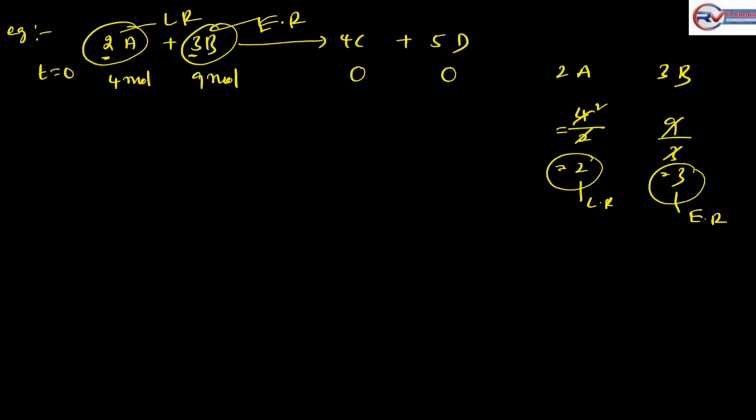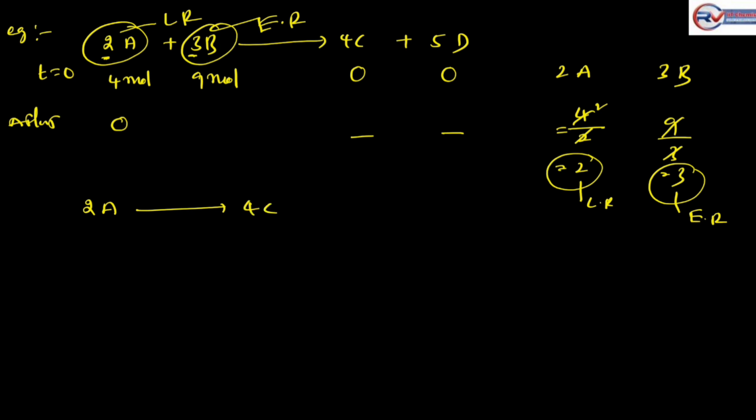The limiting reagent decides the number of products formed. After some time, A is completely consumed, meaning 0. How many moles of products are formed? By using the limiting reagent, we can find the number of moles of C and of D.